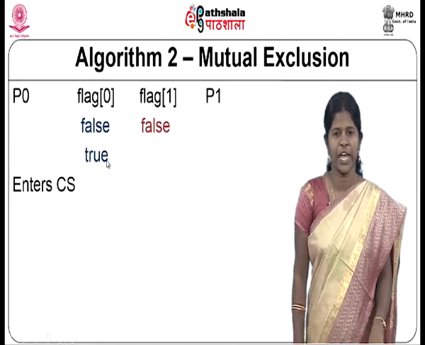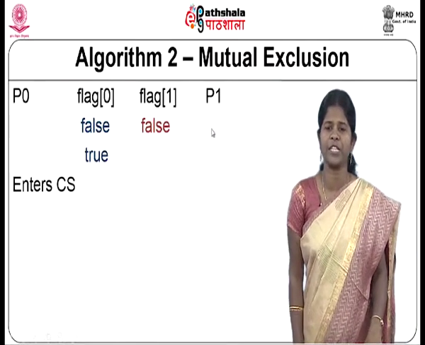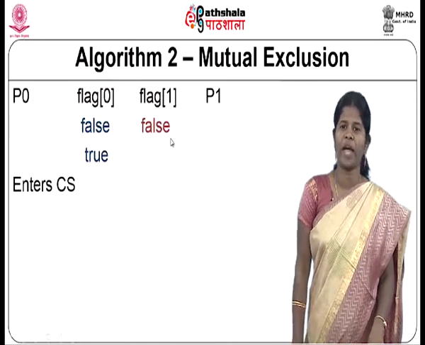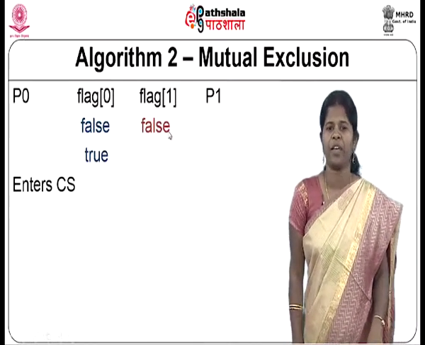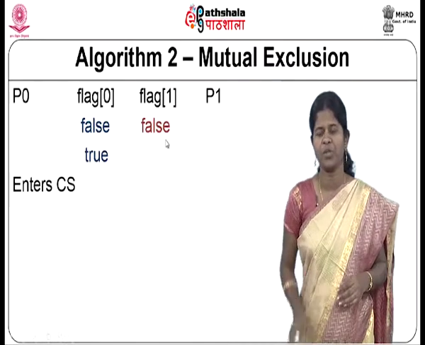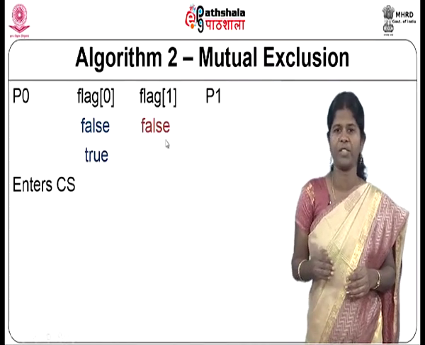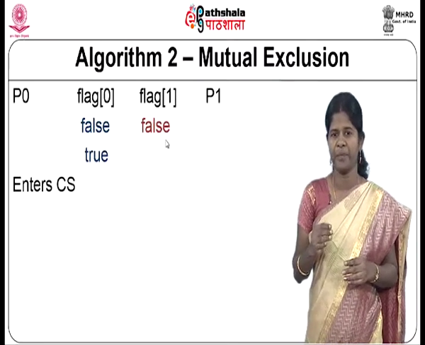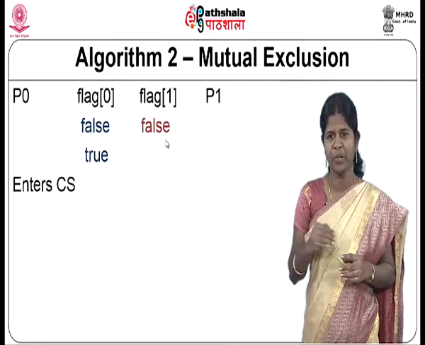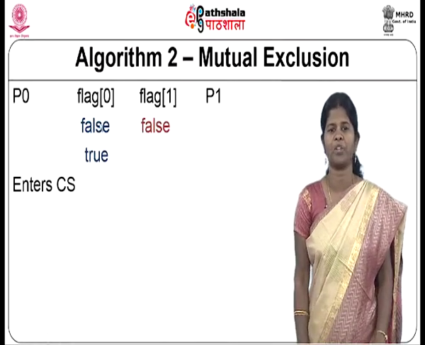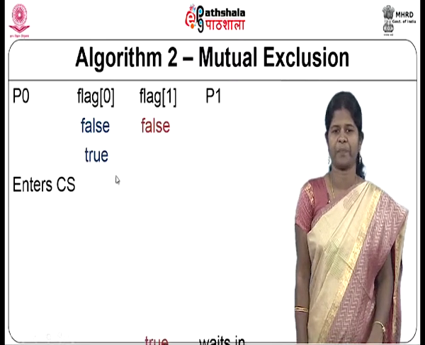Then it checks whether the other process's flag, that is P1's flag, is true or not, that is the while flag of j condition. It finds that flag of j, that is flag of 1 here, is false. So since flag of 1 is false, the condition within the while loop is false, it comes out of that while loop and process P0 enters the critical section.